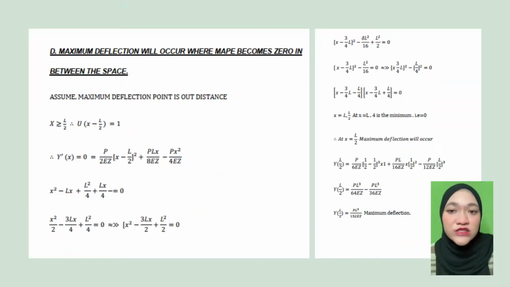For question D, we will find the maximum deflection that will occur when the slope becomes 0 in between the span. For the conclusion, this Laplace transform can be the first step to solve the solution until we get the final solution using different equations and also different calculations. I will pass this presentation to the next presenter.